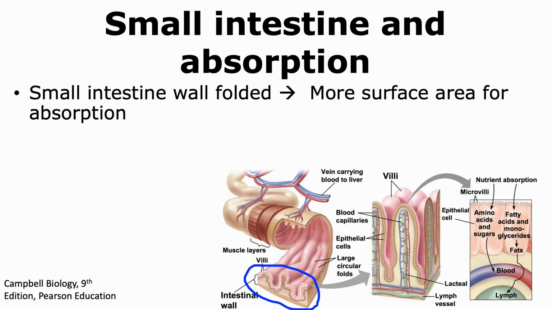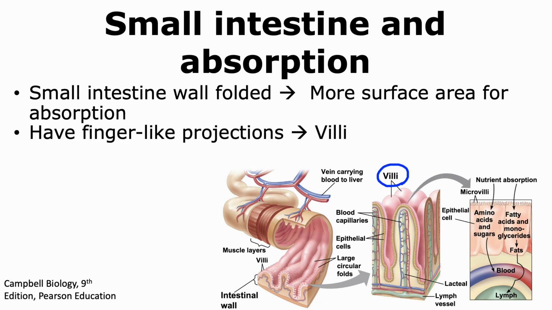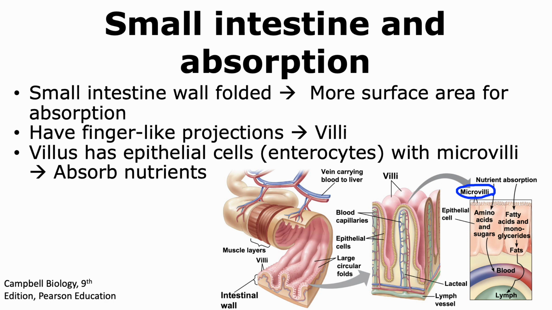The wall of the small intestine is folded, which allows for more surface area to be present for the absorption of nutrients from food. When we look at the intestinal wall, there are finger-like projections called villi. Each villus has epithelial cells or enterocytes that have microvilli, or cytoplasmic finger-like projections. The absorption of nutrients occurs through these microvilli that are present on the enterocytes.